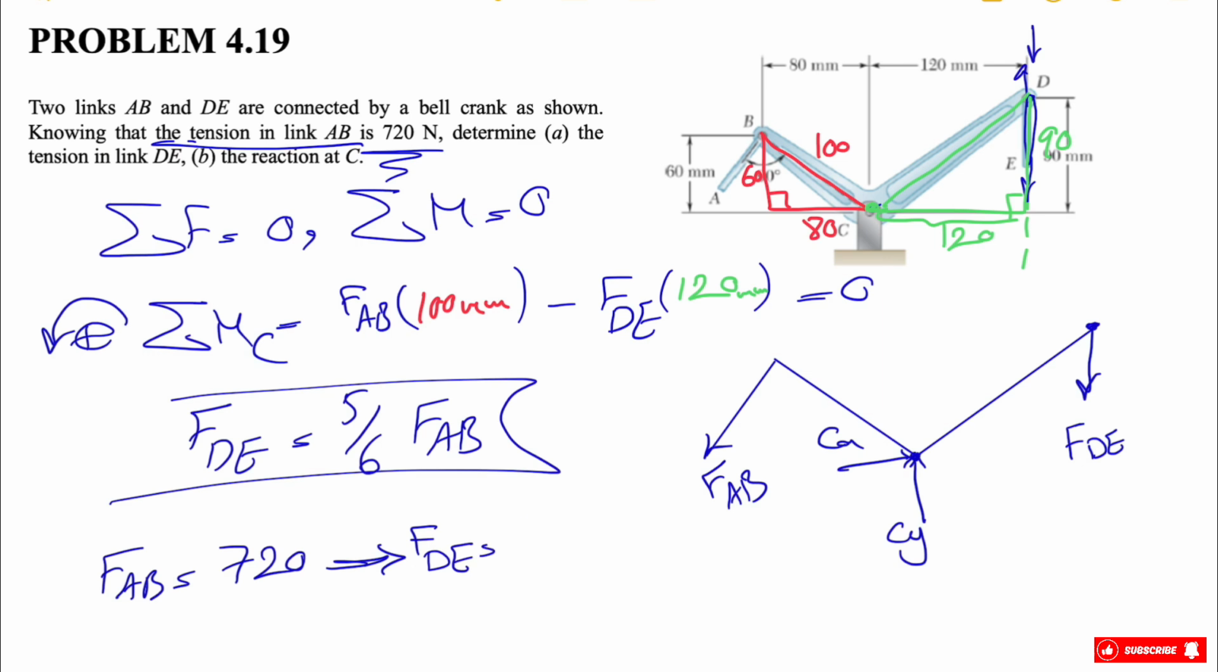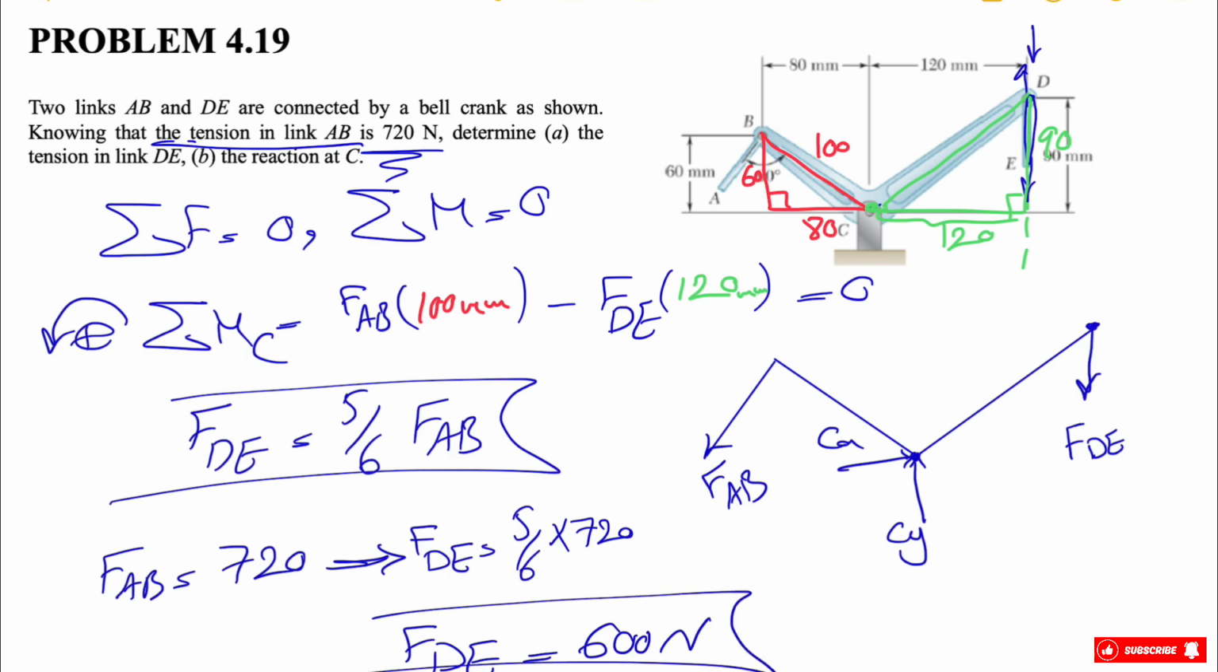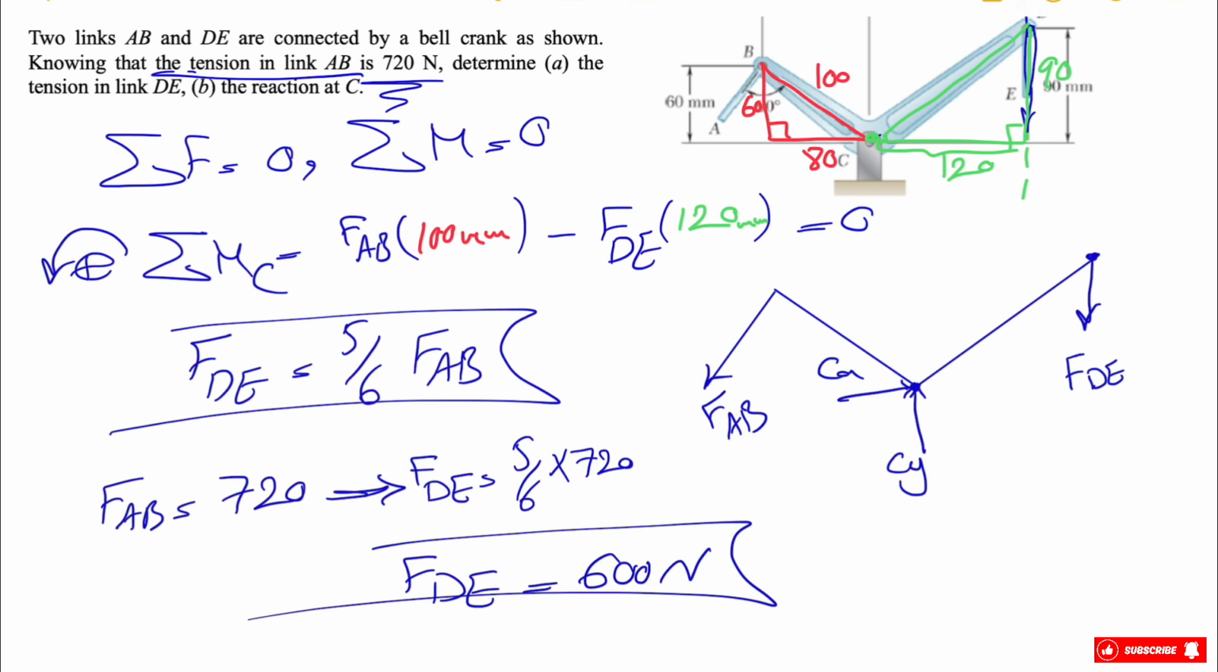So FDE will be 5 divided by 6 times 720, and from here we find FDE, which is 600 Newton. We obviously didn't get any negative sign because we were sure about the direction of the force, since it's mentioned that it's in tension. So that would be the answer for part A of the question, where we needed to find the tension in link DE.